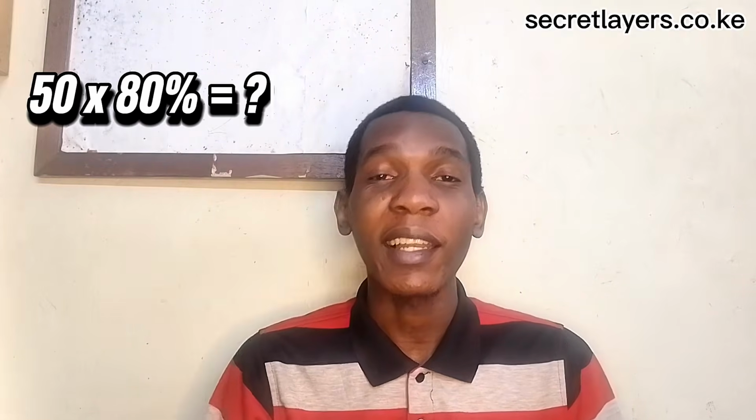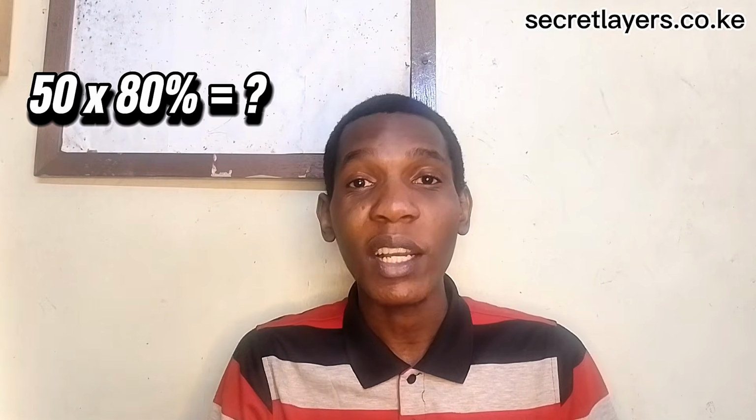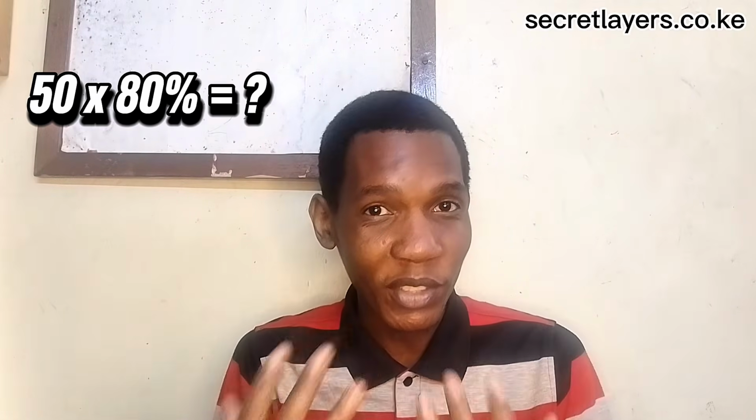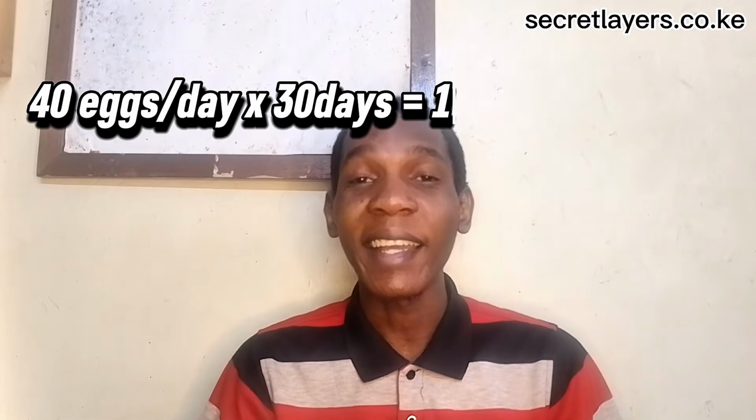So starting with sales, how much money are you going to make generally from the sale of your eggs without deducting the costs? So 50 layer chicken laying at an 80% production rate gives you 40 eggs per day. You can see that you're very good at math. So 40 eggs daily in 30 days equals 1200 eggs per month.